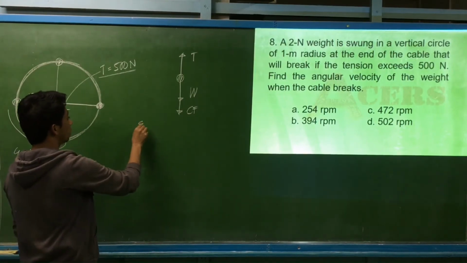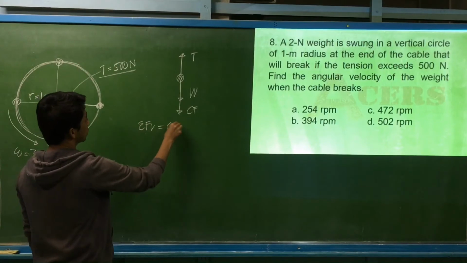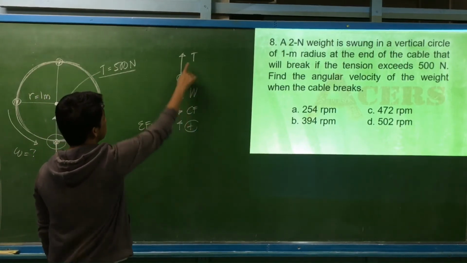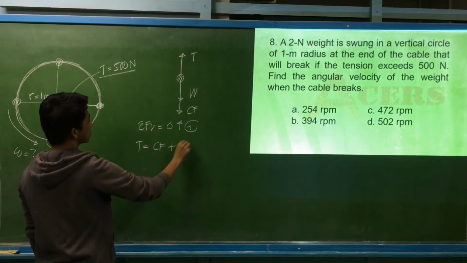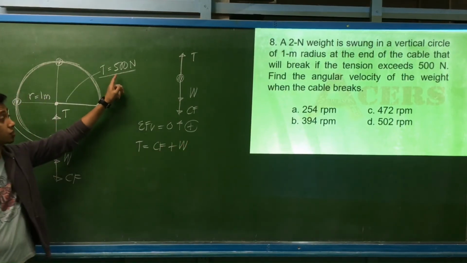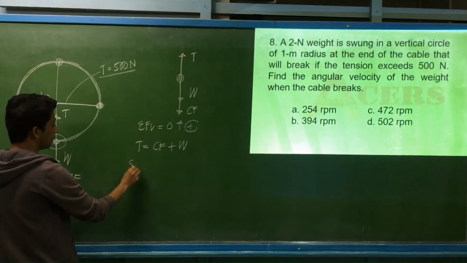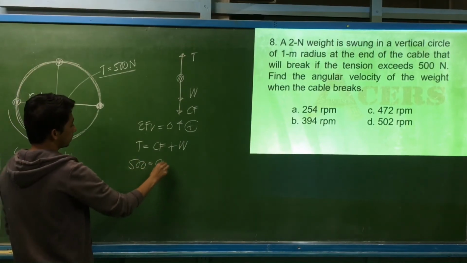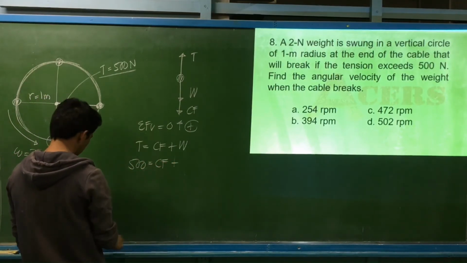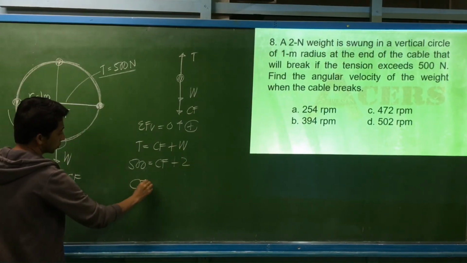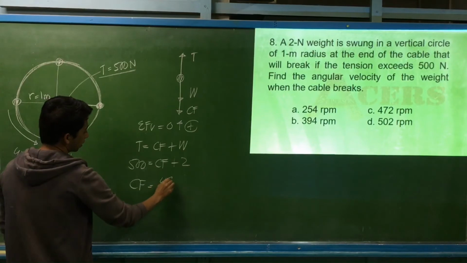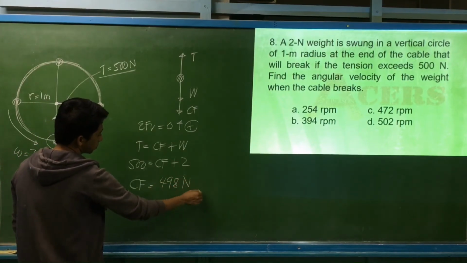By summation of forces, vertical equal to 0, upward forces to be positive, the tension is equal to the centrifugal force plus the weight. What is the limitation of the tension? We have 500 equal to the centrifugal force plus the weight of the object, which is 2 newtons. The centrifugal force is equal to 498 newtons.